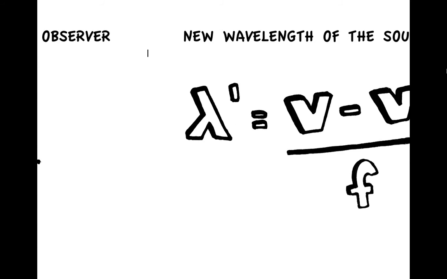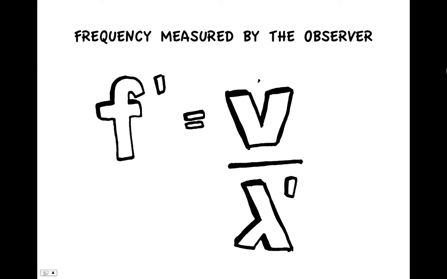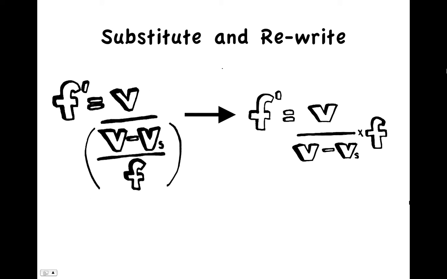Due to this change in wavelength, the frequency measured by the observer, denoted by f prime, is f prime equals v over lambda prime. When we substitute lambda prime with the equation for lambda prime that we've previously looked at, we derive this equation for f prime. This is the equation that represents the Doppler effect for an approaching source.